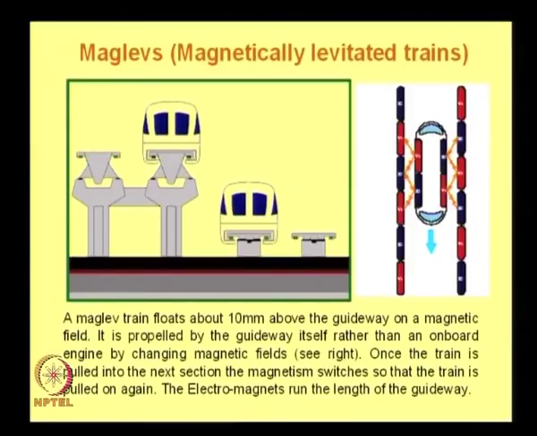Once the train is pulled into the next section, as you could see in the sketch on the right hand side, the magnetism switches so that the train is pulled on again. Positive, negative, north, south pole changes. The electromagnets run the entire length of the guideway. That is one important thing to be understood. This implies that the system is quite expensive, complex, difficult to maintain, and can be used under very special conditions.